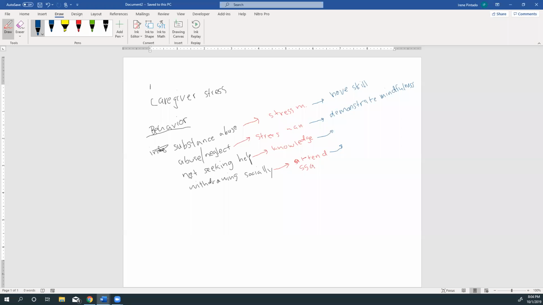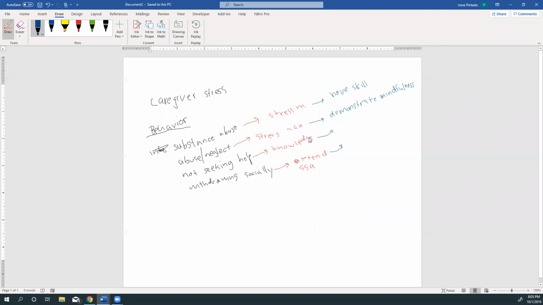Anyway, looking at not seeking help, we focused on increasing knowledge of resources that exist. So how do we know that they have increased their knowledge? I think Lakisa said being active in more social groups. Okay, but what about, because we had talked about increasing knowledge.